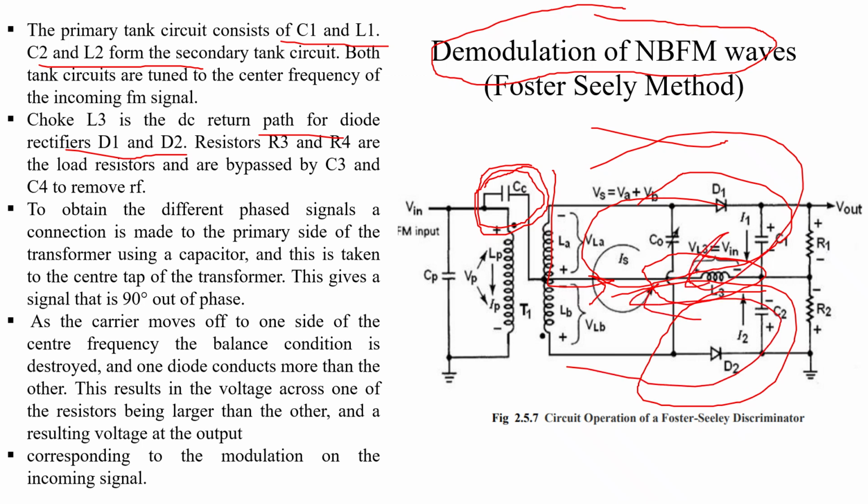And resistors R3 and R4 are the load resistors, and the bypass capacitors C3 and C4 will remove the RF. This capacitor is used to shift the phase by 90 degrees. So when the carrier moves up to one side of the center, the balance condition is destroyed, and one diode conducts more than the other. This results in the voltage across one of the resistors being larger than the other, and the resulting voltage at the output.